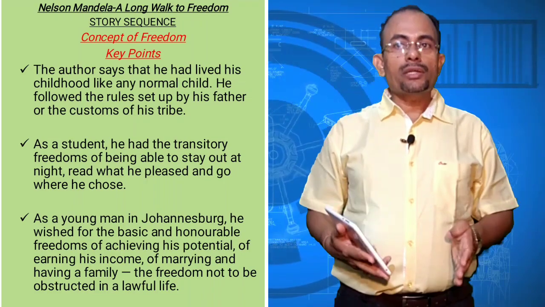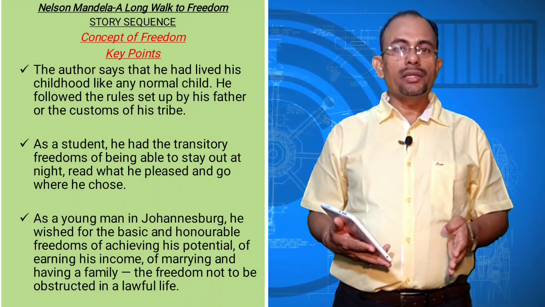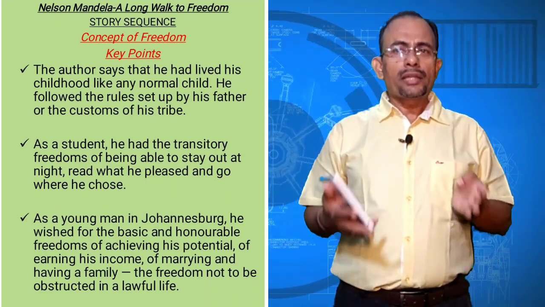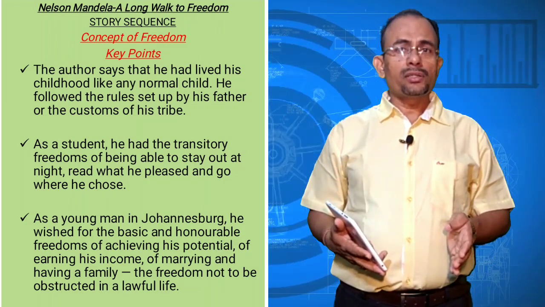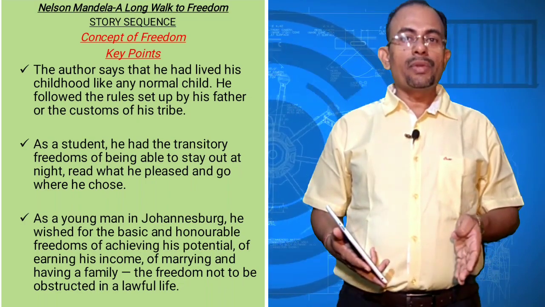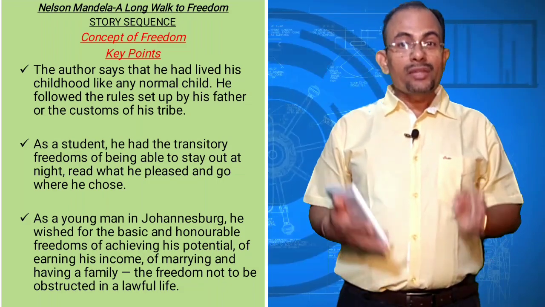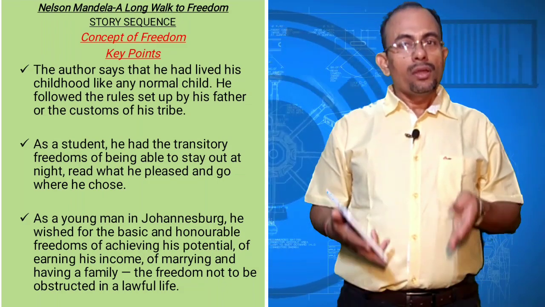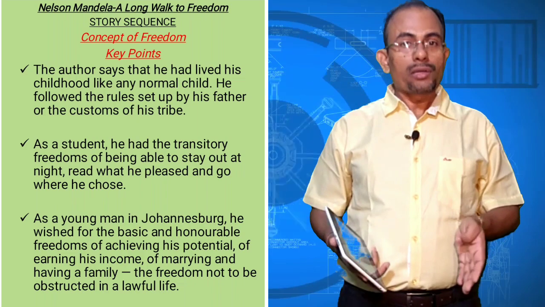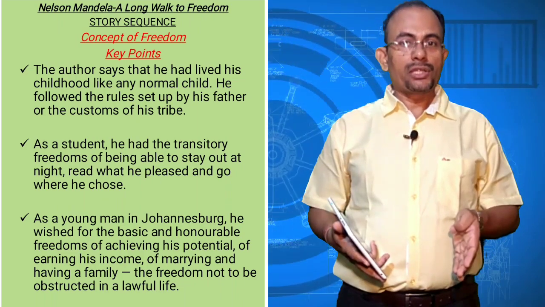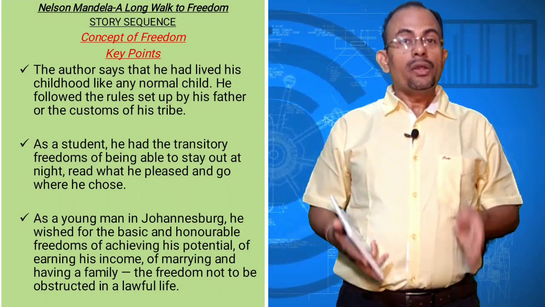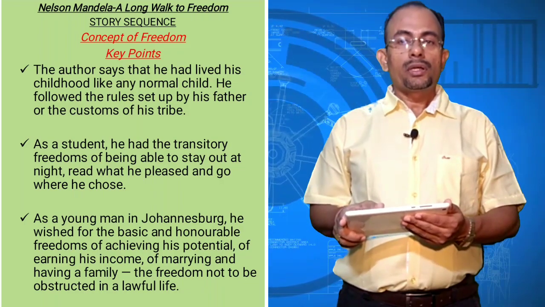The author did not have the plan to stand against the apartheid system early in his life. He lived his childhood like any other normal child in South Africa. He had to follow the rules set up by his father. At first, as a student, he wanted freedom only for himself. The transitory freedoms of being able to stay out at night, read what he pleased, and go where he chose. Later, as a young man in Johannesburg, he yearned for the basic and honorable freedoms, for achieving his potential, of earning his keep, of marrying and having a family, the freedom not to be obstructed in a lawful country.